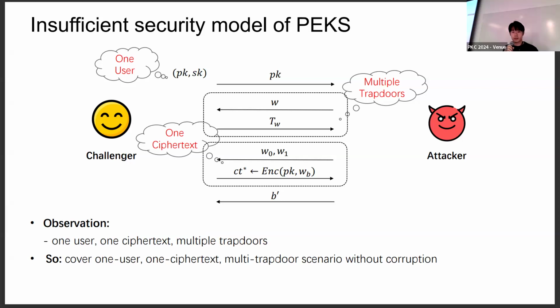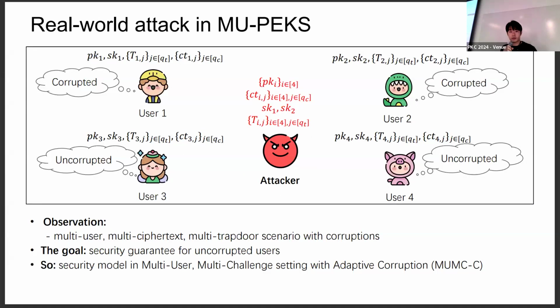This is the security model of PEKS. There is one public key and secret key pair. The public key is sent to the adversary. The adversary can get many trapdoors and one ciphertext. So it covers the one user, one ciphertext, multi-trapdoor scenario without corruption. However, in a real system of mu-PEKS, there are many users, each with a public key and secret key pair. Also, there are many trapdoors under different secret keys and many ciphertexts under different public keys. The attacker can get those public keys and ciphertexts and may get some secret keys and trapdoors. So we need to cover this and make sure the security of uncorrupted users.